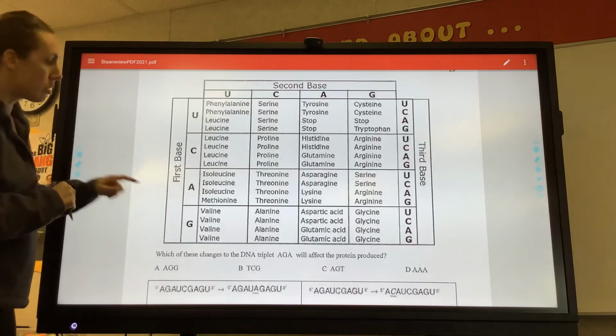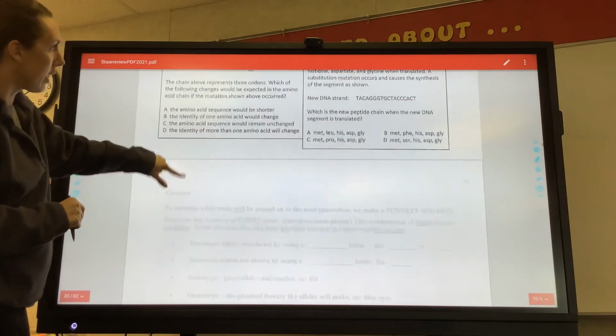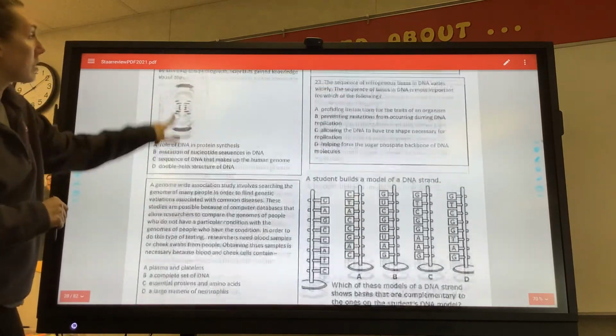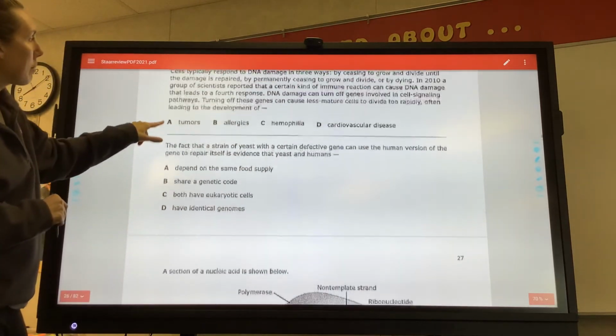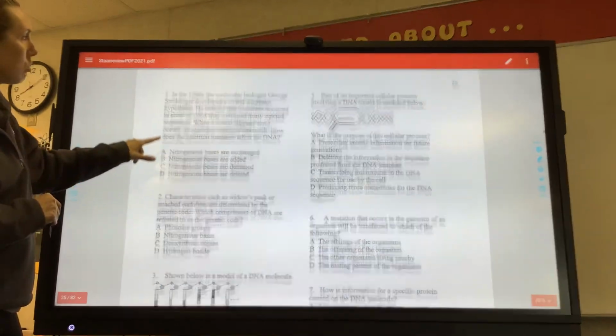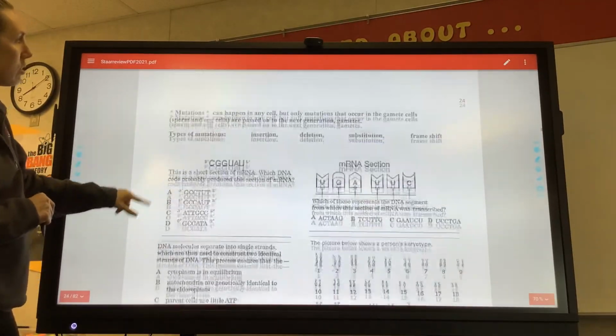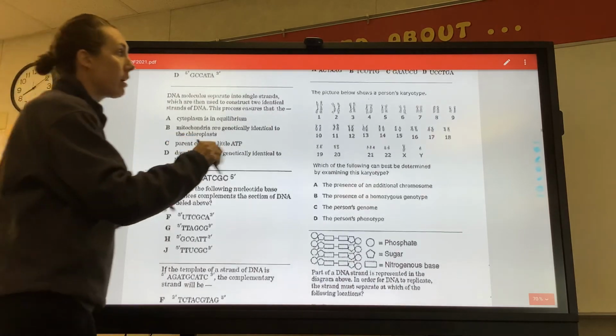Okay, so I'm trying to think if there's anything else. Nope, because then we're going to move on to genetics. I'm going to give you 15 minutes to see how far you can get. Oh yeah, karyotypes, real quick.